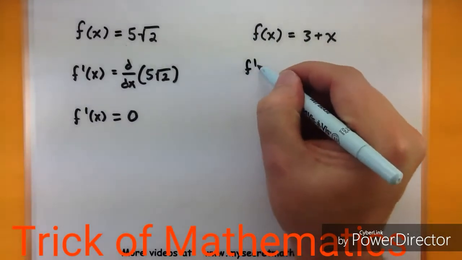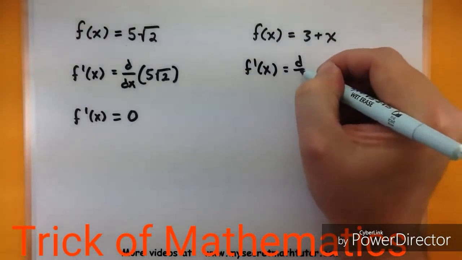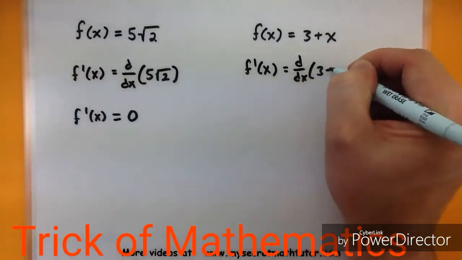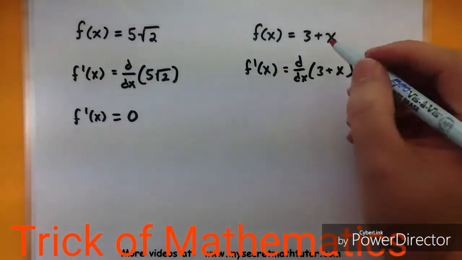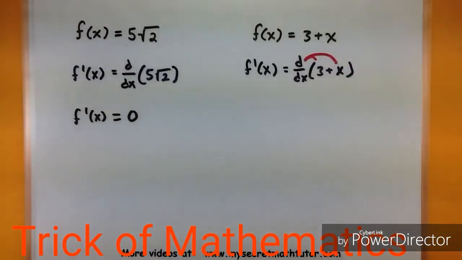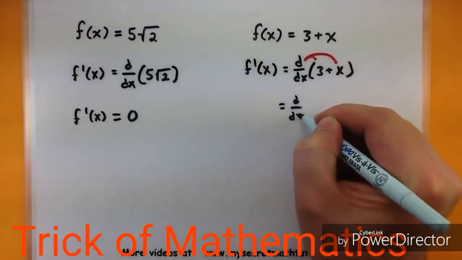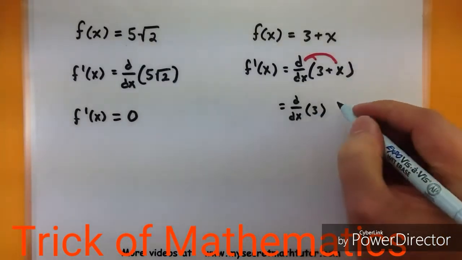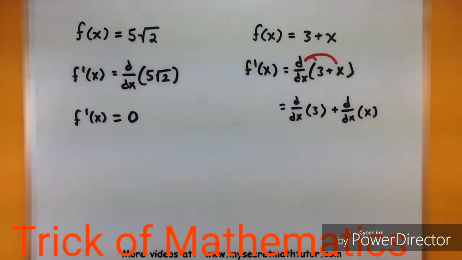In this next one, we want to take the derivative of 3 plus x. Notice how this one has 2 different pieces to it, and so we want to think of taking the derivative of each of them. We can do it because they're connected using addition. So now I want to know, what is the derivative of 3 and what is the derivative of x?